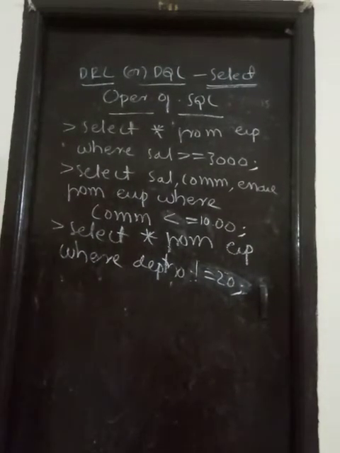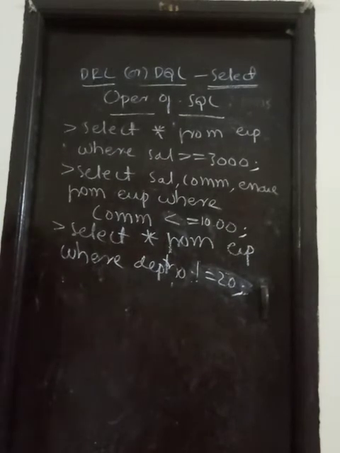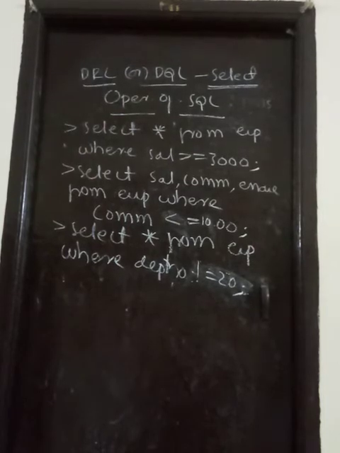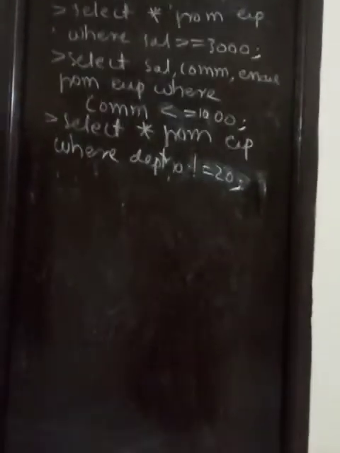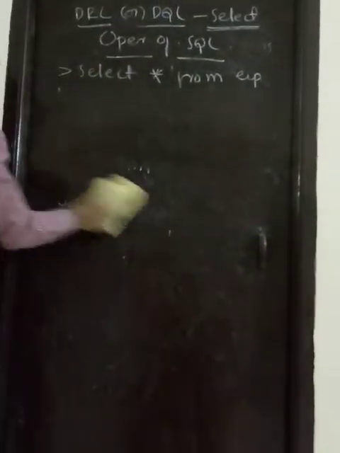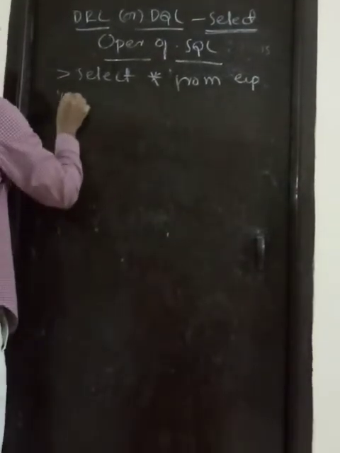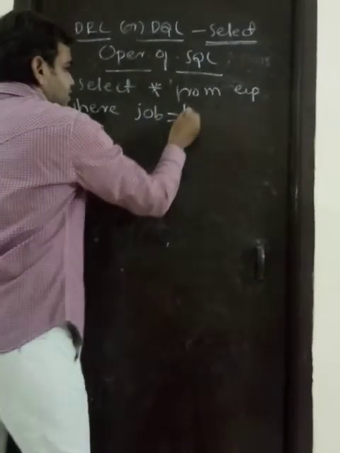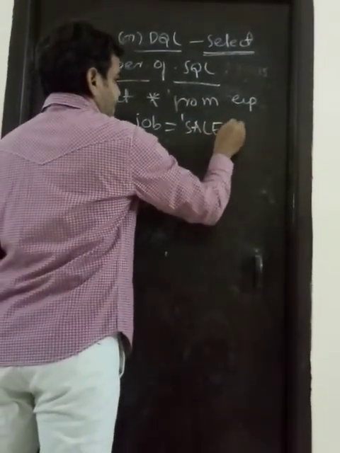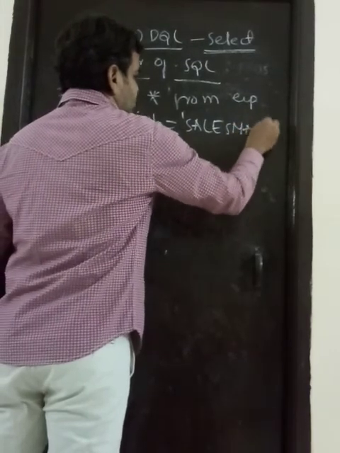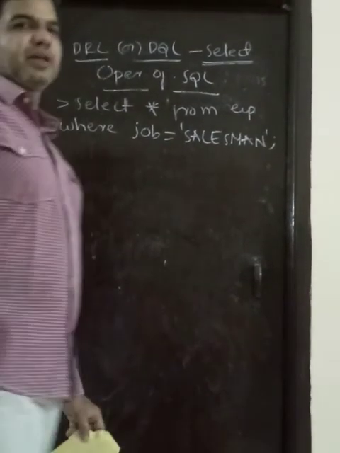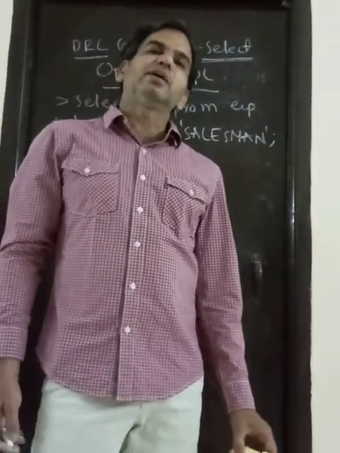Equal: multiple times we have discussed equal. So select star from EMP where job equal to salesman. Here is the equal symbol. Salesman should be in uppercase letters. So these are the relational operators, and the remaining logical operators we will discuss in the next class. Thank you.